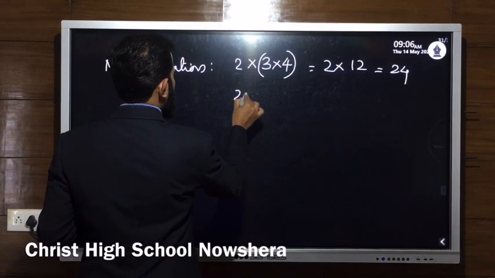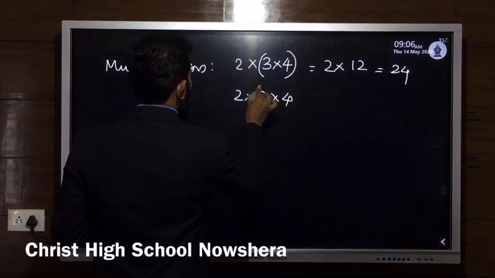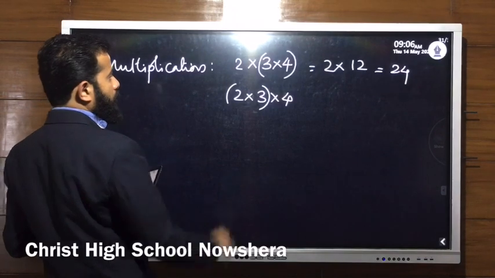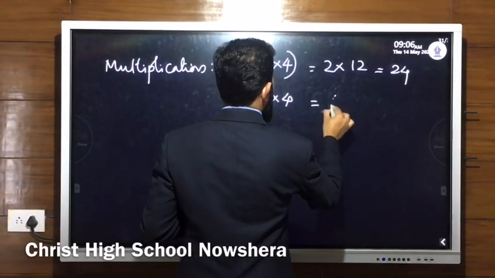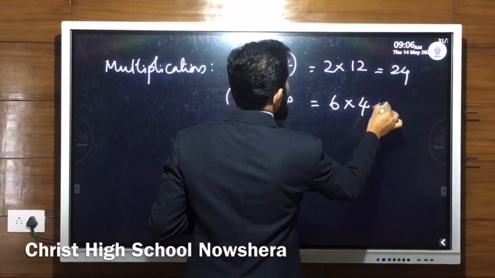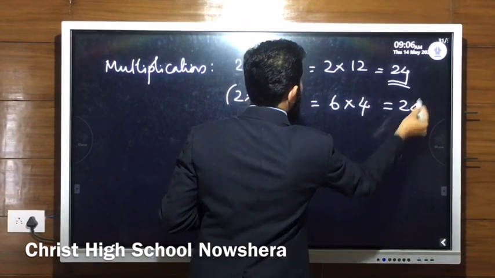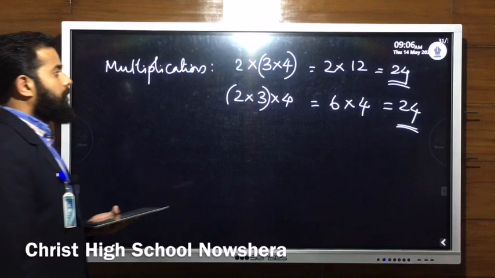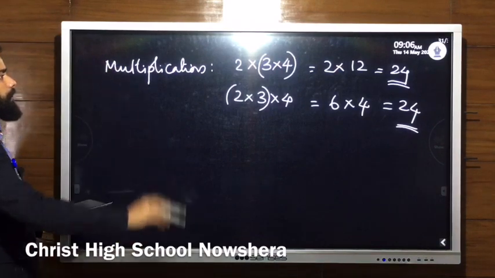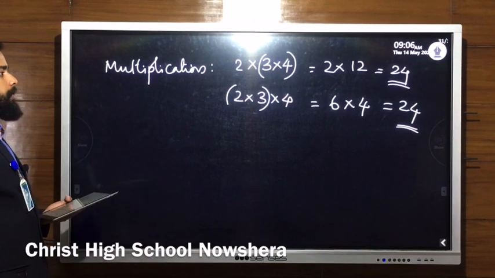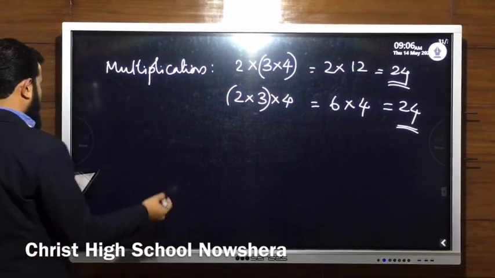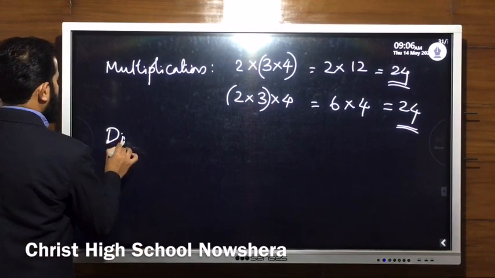Next, 2 into 3 into 4, where 2 and 3 are in a group and 4 is alone. What will be the result? 6 into 4 equals 24. Our final results are the same. So whole numbers are obeying the associative property under multiplication. Now the last, division, we can also check like this.